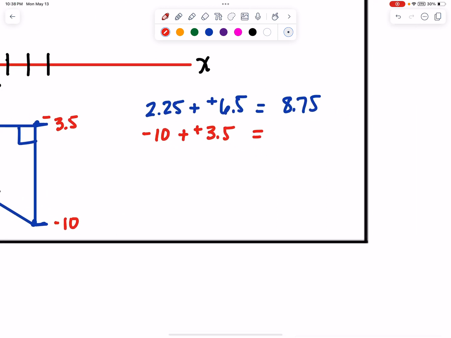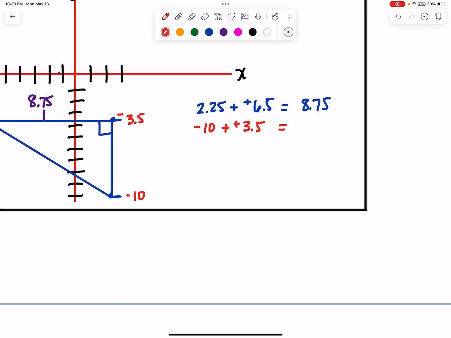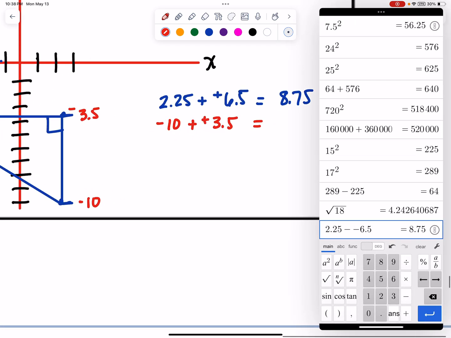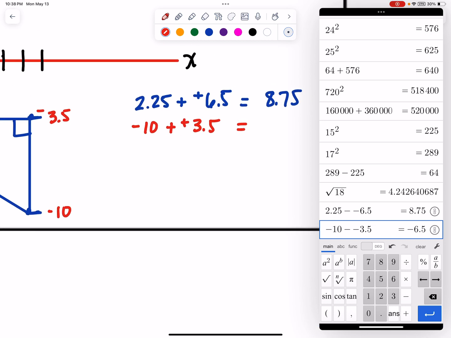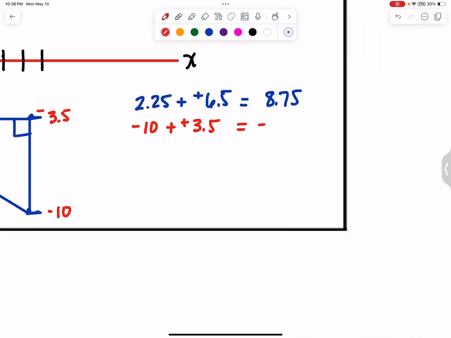If I KFC that, really we're just doing negative 10 plus 3.5, okay? So we can go ahead and type that in. Negative 10 minus a negative 3.5 is the same thing. And so we have negative 6.5, okay?